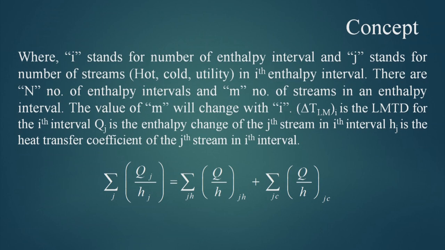Now, the summation over j of q_j by h_j can be written as the summation over hot streams j_h of q by h_j_h plus the summation over the number of cold streams j_c of q by h_j_c. That means, I am now separating the hot streams and cold streams and doing the summation individually: the change in heat of hot streams divided by their heat transfer coefficients, and the change in heat divided by the heat transfer coefficient for the cold streams. So, q_j by h_j can be written in this fashion when the summations are done for the number of hot streams and the number of cold streams separately.